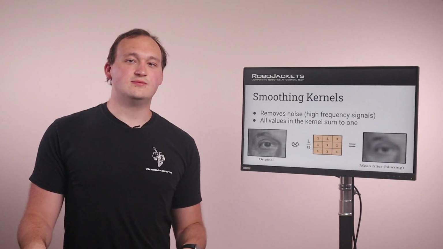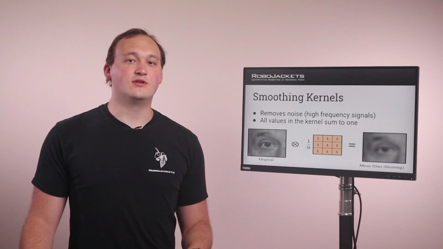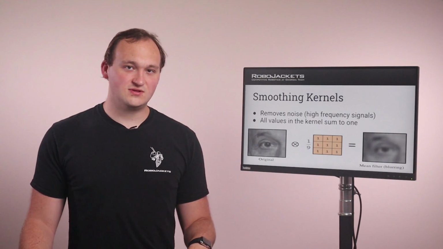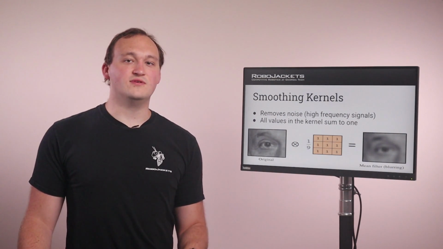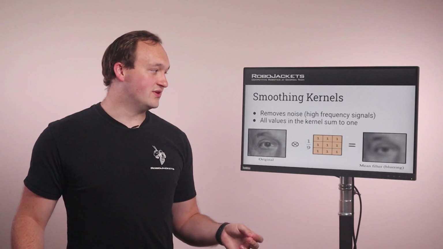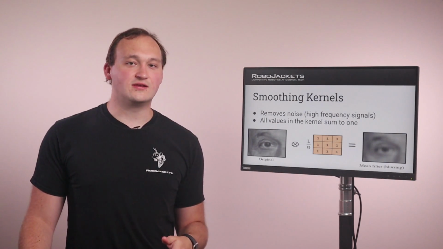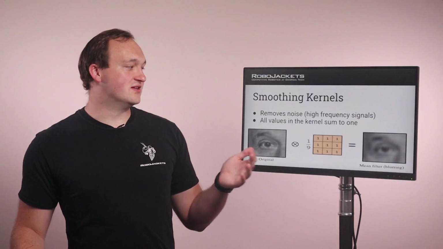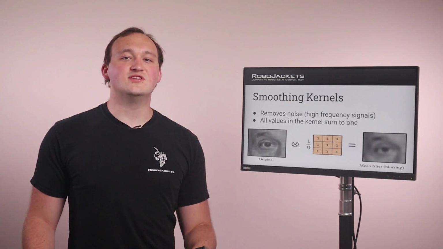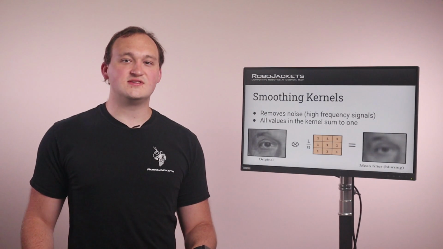The averaging kernel we talked about earlier is a specific example of a larger class of kernels called smoothing kernels. These are very important for computer vision applications because they allow you to reduce noise. We're going to see a little bit more of what this looks like later on, but essentially what you're seeing is a blurring effect.